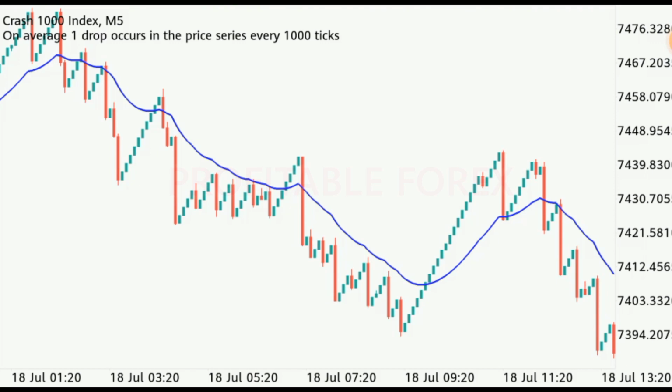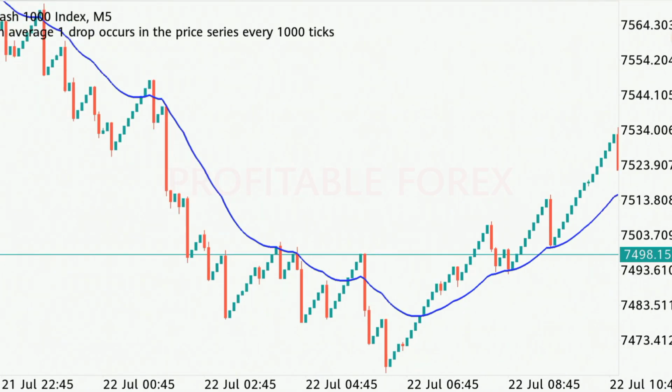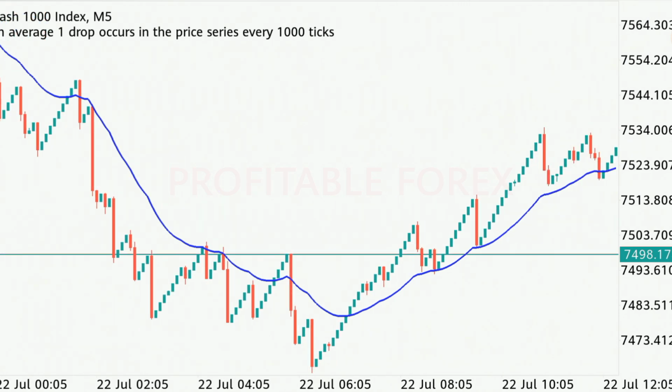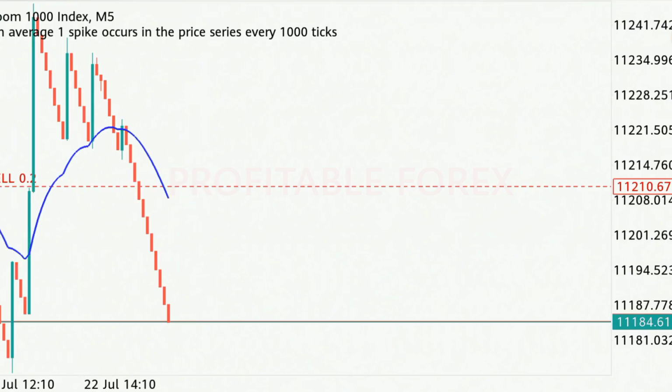Boom and Crash is easy to trade using the strategy. So that is how to use the strategy to trade, and to show you that this strategy is a blast, I want us to go back to check our trade. Let's go back to Boom 1000 and check our trade to see how it's progressing.